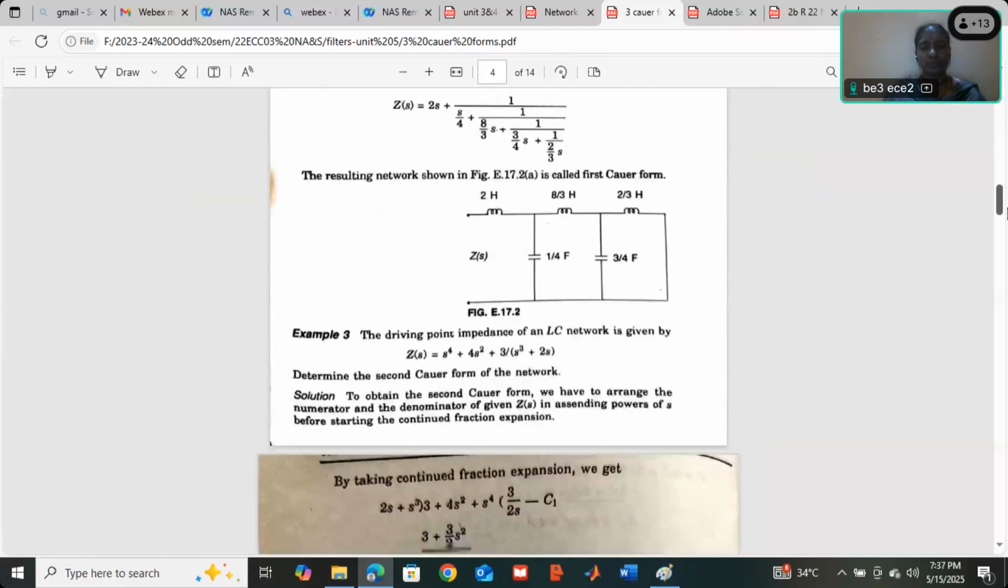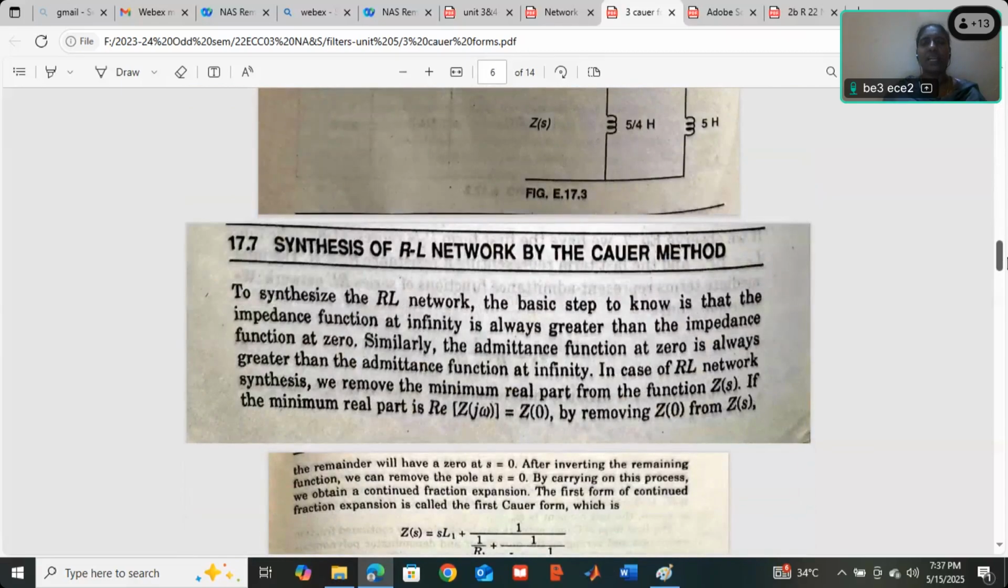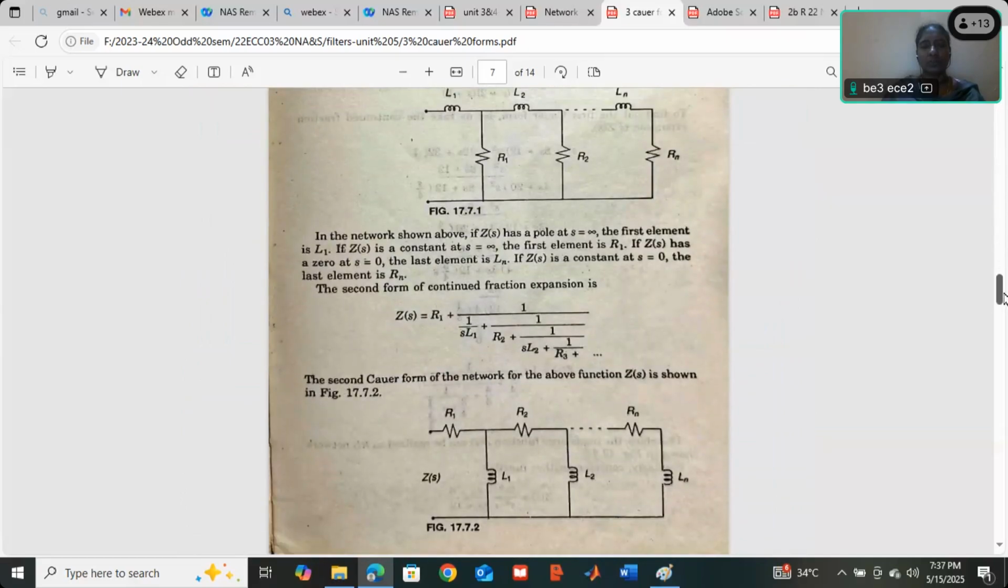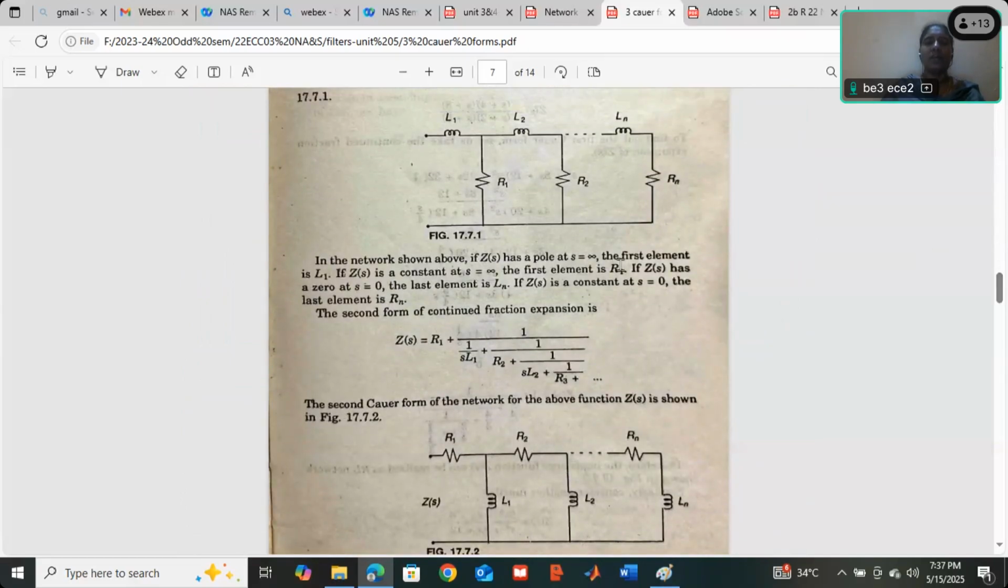Next, I am going with RL network. RL network means the components to be used are only resistor and inductor. Again, Cauer form 1 and Cauer form 2 are there, and these are the two circuits. This is Cauer form 1, this is Cauer form 2.